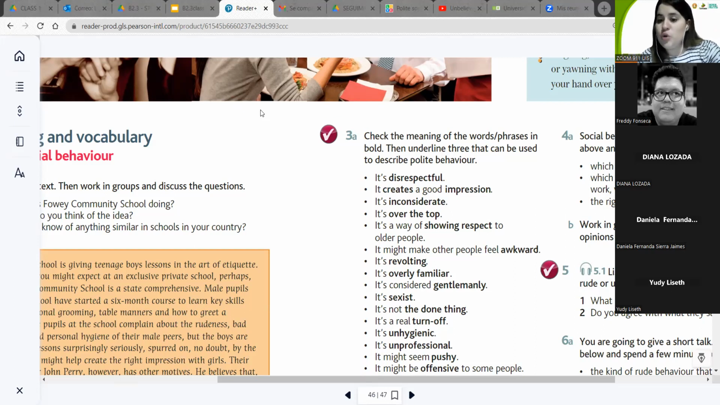The next one, it's a way of showing respect. I think we're good with that. It's a good way of showing respect to older people. I forgot to read the whole thing. It might make other people feel awkward. Do you know the word awkward? Incómodo. Yes, that's awkward. That's something uncomfortable, like an uncomfortable situation, something awkward, something weird.